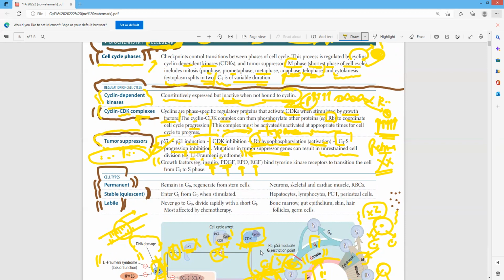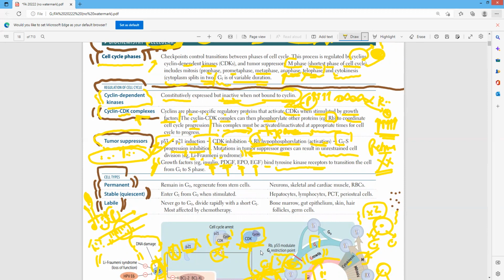Okay, to remember, here we have growth factors: insulin, PDGF, EPO, EGF, all of that bind to a receptor that's called tyrosine kinase. Here we see the cell, the cell membrane, and you will have a receptor called tyrosine kinase. Tyrosine because it has a tyrosine, which is an amino acid, and it undergoes autophosphorylation for its activation when growth factor attaches here, so it will phosphorylate the tyrosine.